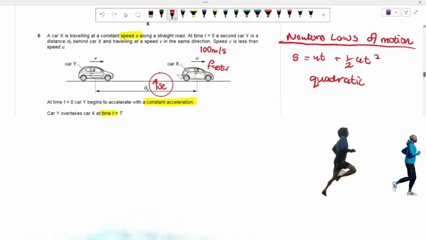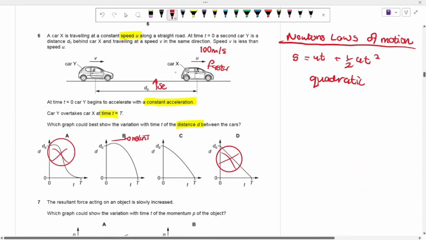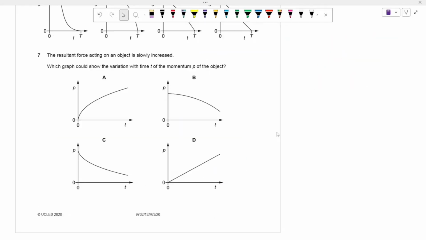So basically, since it was quadratic, based on this shape, I limited the shape using the quadratic fact. Then I chose B because it first has to increase before it decreases, before the speed becomes equal and the speed of Y actually increases. So the correct answer will be B. Okay, moving on to question number 7.